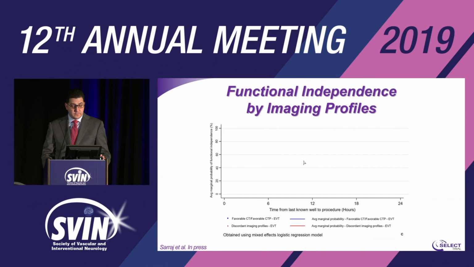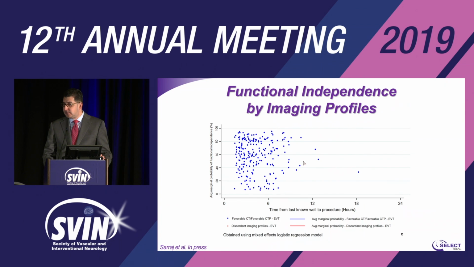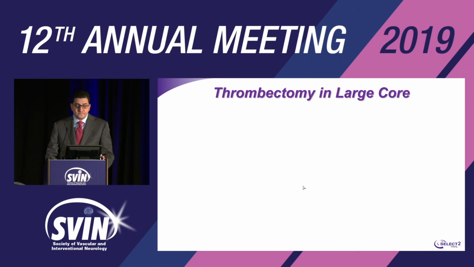How about the likelihood of good outcome? This is the around 50% to 60% good outcome likelihood that you see in the results of HERMES or DAWN and DEFUSE 3. But if you have one imaging modality not being good, your likelihood decreases. The medical management is not included here, and the question is, would we do better than medical management?